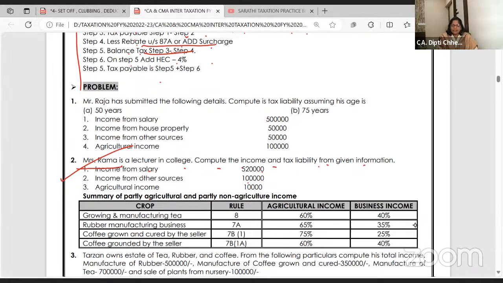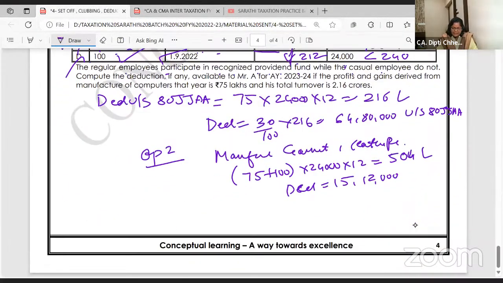Is Mrs. Rama an individual? Yes. Is her agricultural income above 5,000? Yes. Is the non-agricultural income above basic exemption 2,50,000? Yes. Then no one will tell you in the exam, dear students, that you need to apply the step method. Shall we start? Yes. Second problem. Let's leave this problem number for now. Which problem did we do last in our sheet? 83. So this will be your 84th problem, but I'm doing it directly in the notebook.